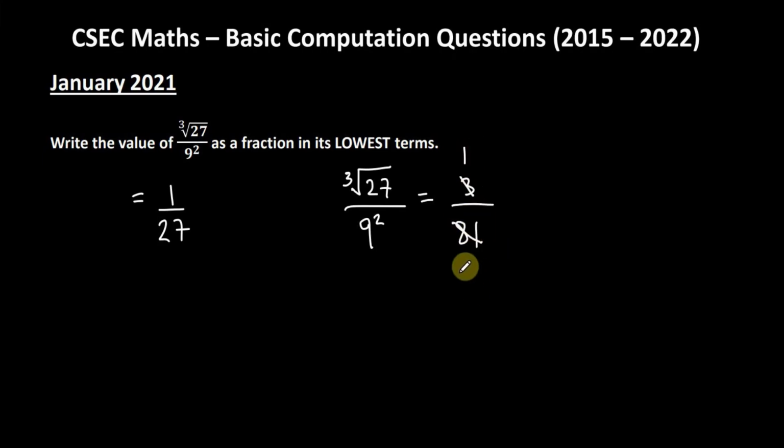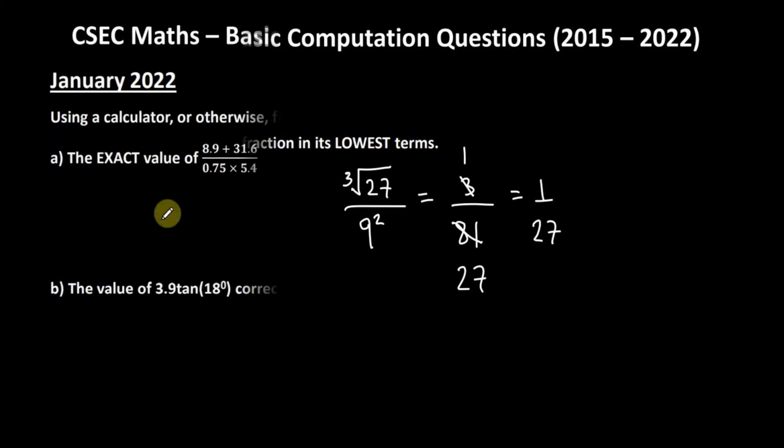3 can go into 81 27 times, right? So this is the answer in its lowest term, right? And as you can see right there, the calculator would have done all of this for you. And you're looking at how many marks the question's valid, guys. If it's just 1 mark, then it doesn't require a whole lot of working to score those marks, right? So moving on to the next question.